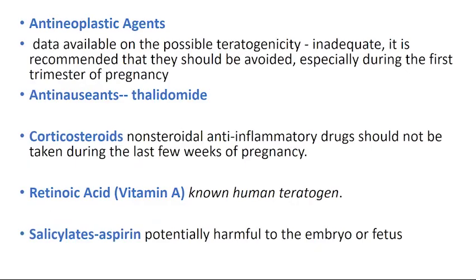Anti-neoplastic, anti-cancer drugs are said to be teratogenic because they are going to affect the mitosis, the cell division. Anti-nausea drug thalidomide, limb problems have been seen, that is a very common drug, that is amelia, absence of limbs developed because of this drug thalidomide. Corticosteroids should not be taken in the first weeks. Vitamin A is known as a teratogen. Aspirin is potentially harmful for the embryo. So all these drugs are teratogens. That means they can cause one or other abnormalities.